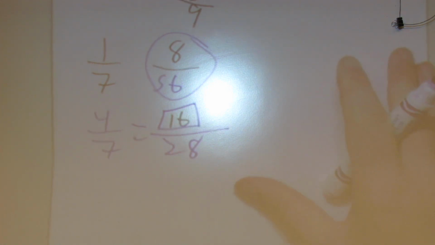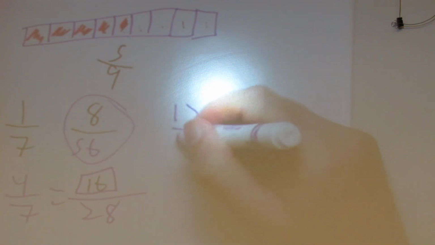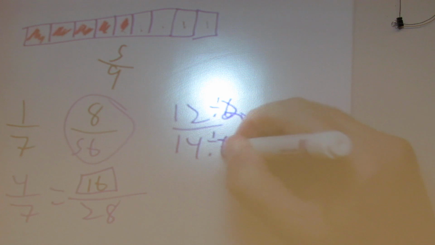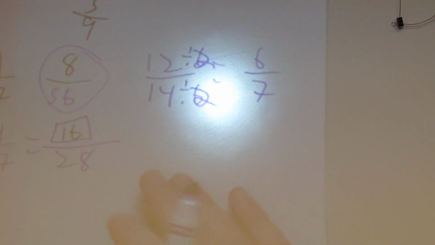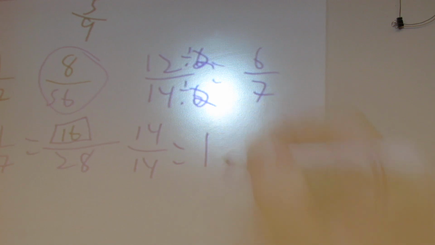Next, you'll have to reduce a fraction, let's say 12/14, and put it in the lowest terms. So what we're going to do is find something that will divide into both. I'm going to divide both of these numbers by 2 and get 6/7. Then you have another fraction to simplify. Let's say 14/14. 14 divided by 14 is 1.